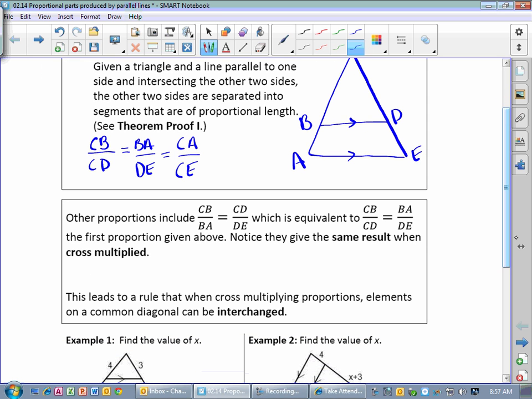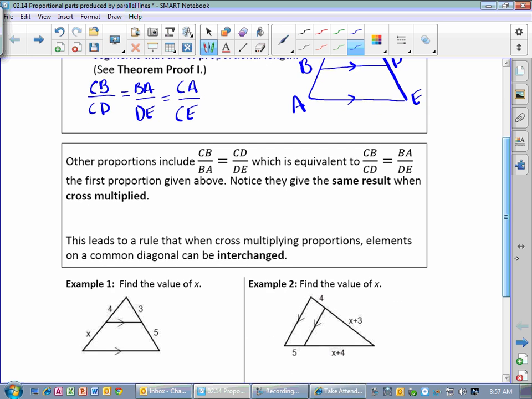Now, kind of a side note here. It says other proportions include CB to BA equals CD to DE. So notice that's not there, right? CB over BA isn't up here. But this proportion is actually equivalent to the ratio of CB to CD equals BA to DE, which is there.